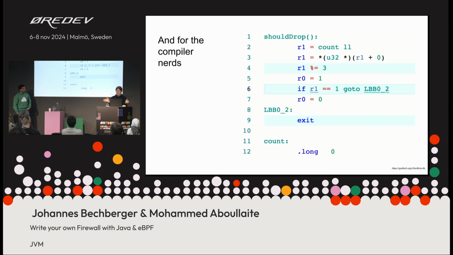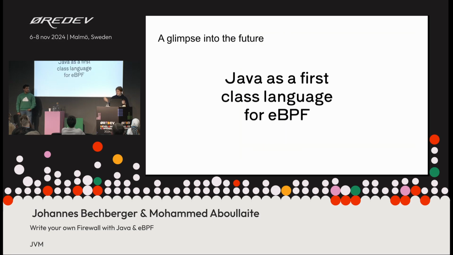And for the compile nodes here, you can look at the slides later, but essentially Clang then compiles it down to eBPF bytecode. It's pretty simple to understand. Yeah, it looks like assembly at some point.